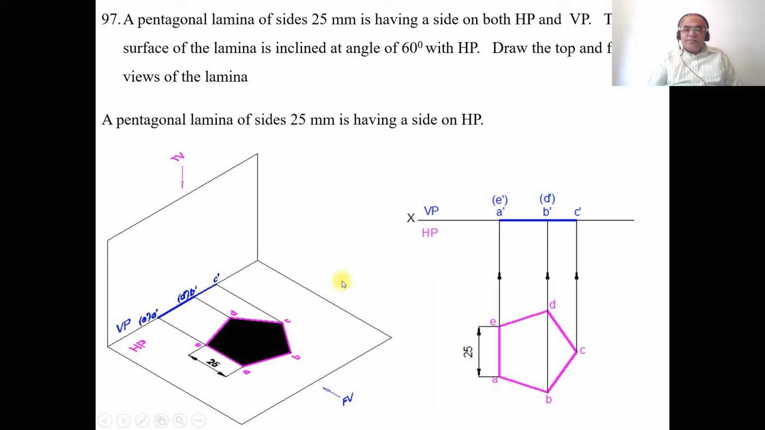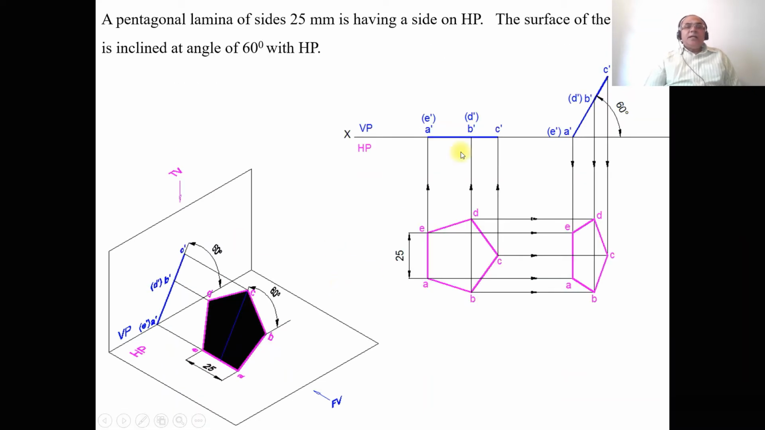Now, in the next position, he says the surface of the lamina is inclined at 60 degrees to HP. So as we see here, we rotate the initial position by an angle of 60 degrees. In the second position, the surface is inclined to HP, but still the surface is perpendicular to VP. You can see it is perpendicular to VP, and that is the reason why we are getting a line here in the vertical plane. And as he says, the side is on HP, AE is the side which is resting on HP.